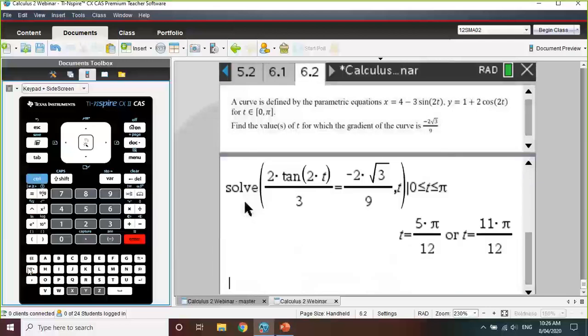So this style of question is typical of an exam where we've got multiple components in the question. It's not just a straightforward derivative, but actually we're doing something with the derivative.